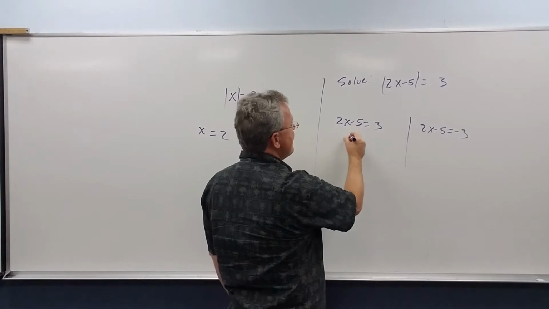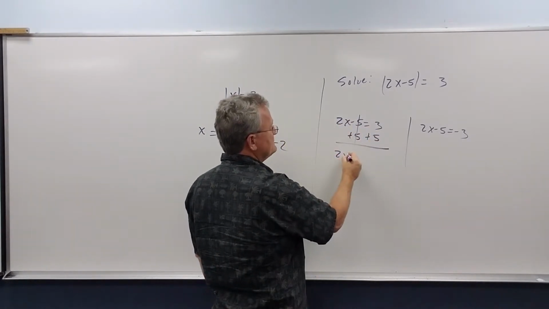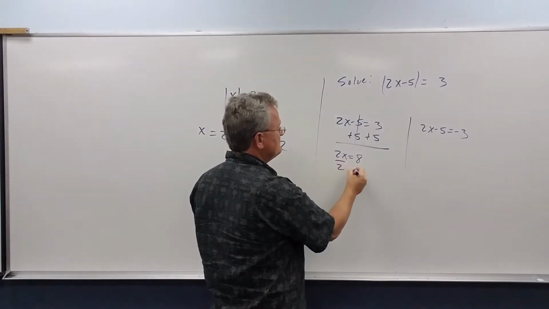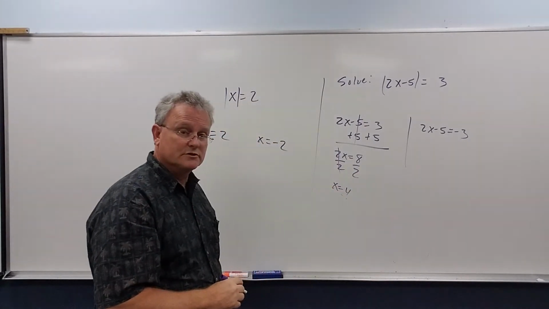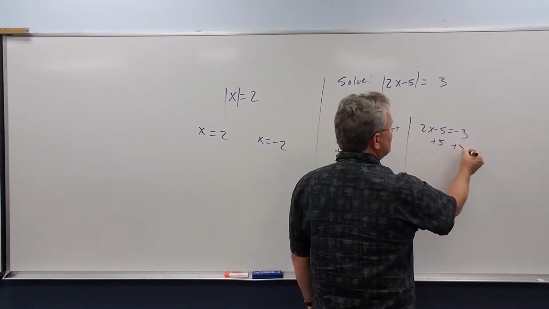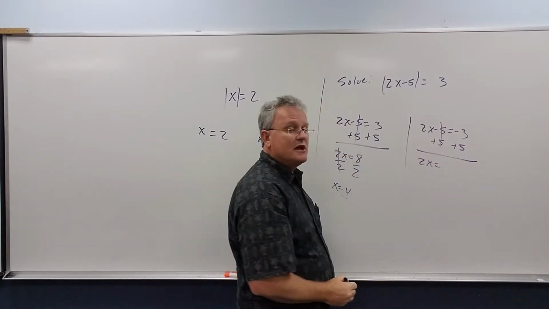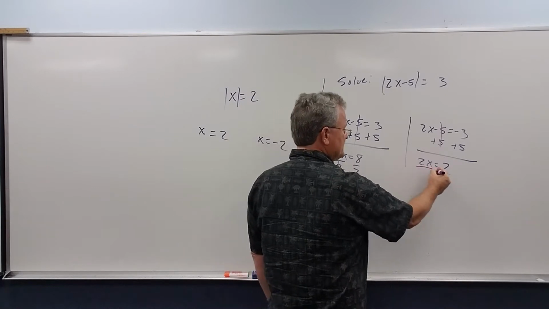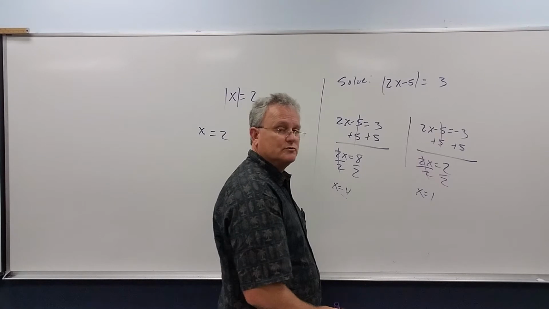So when I add 5 to both sides, we get 2x equals 8. To solve this, we divide by 2, and we get x is 4. So that's one solution. There's another solution. When I add 5 over here to both sides, those add up to 0. We get 2x. 5 plus negative 3 is 2. To solve this, we divide by 2, and x is equal to 2 over 2, which is 1.